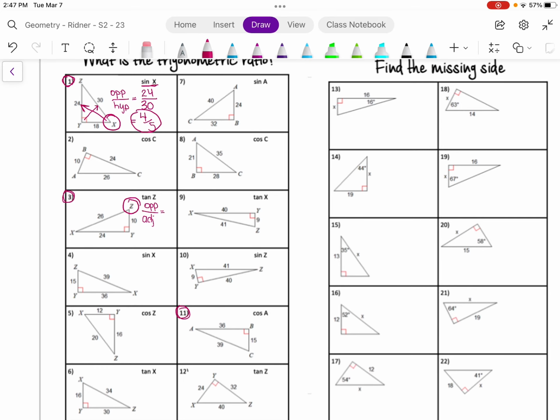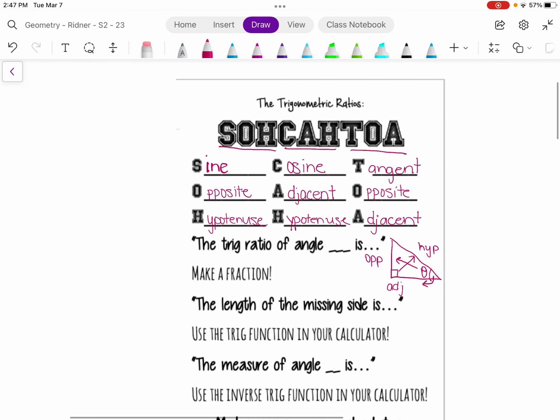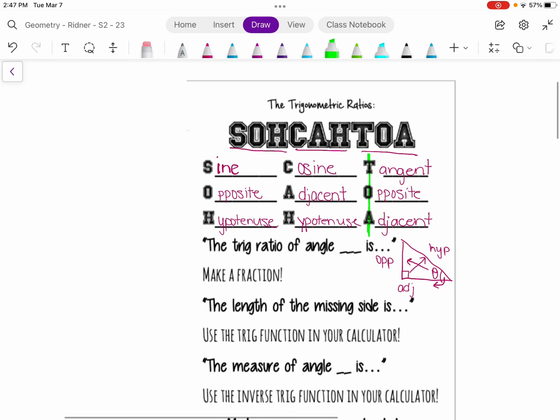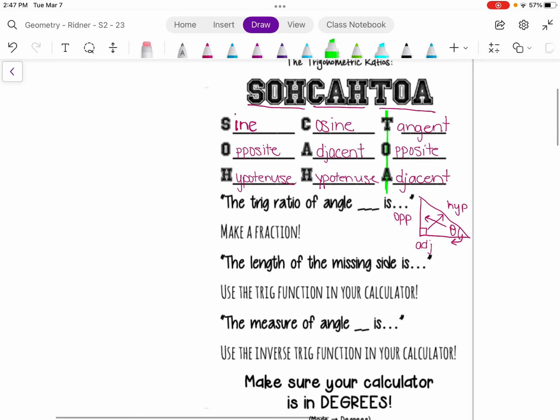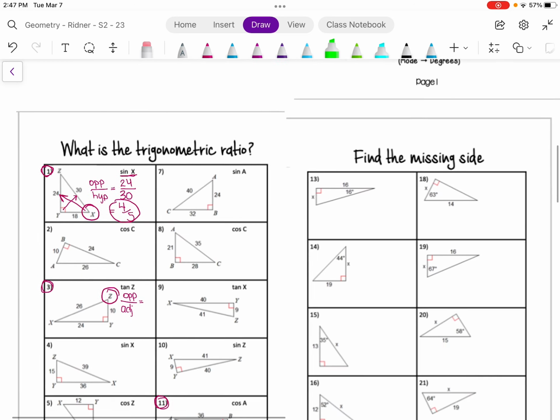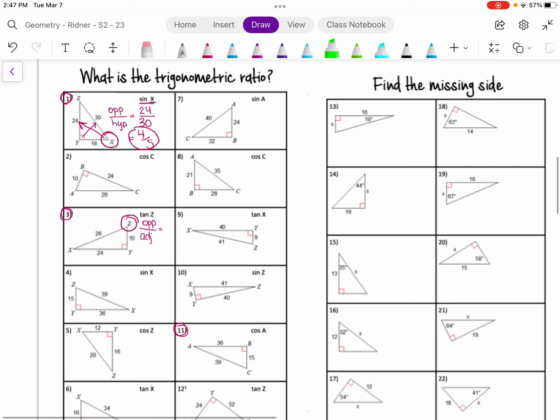Miss Reidner, how did you know that? Okay. Go back up here to TOA and go in that order. So tangent is equal to opposite over adjacent. I have that memorized because I've been doing it many, many years. You're going to use your first page to help you. Okay. All right. So opposite is when I draw the line straight across.